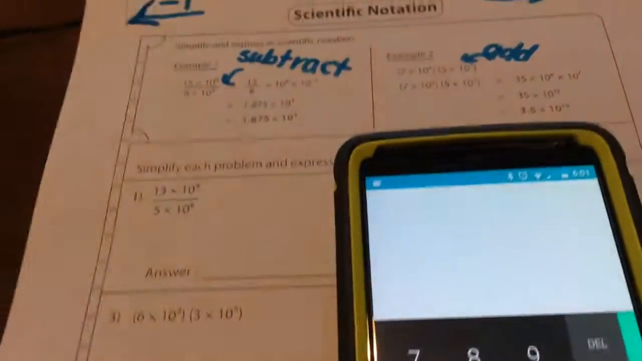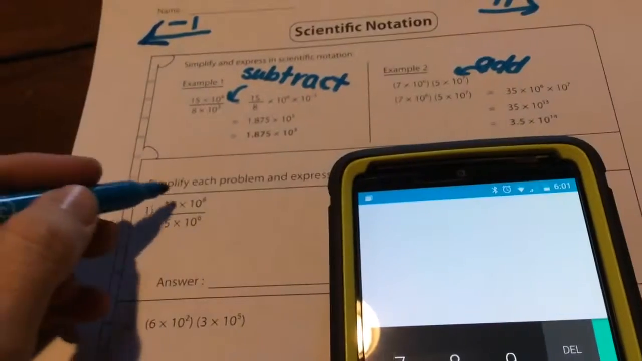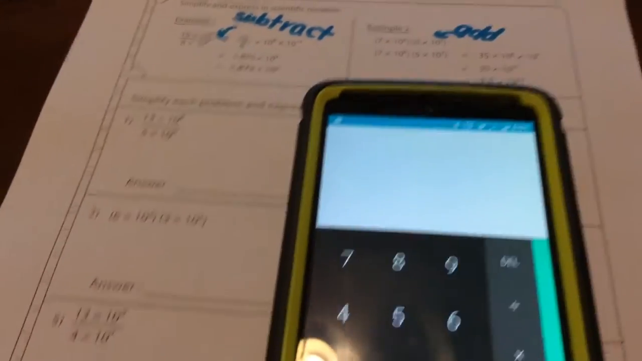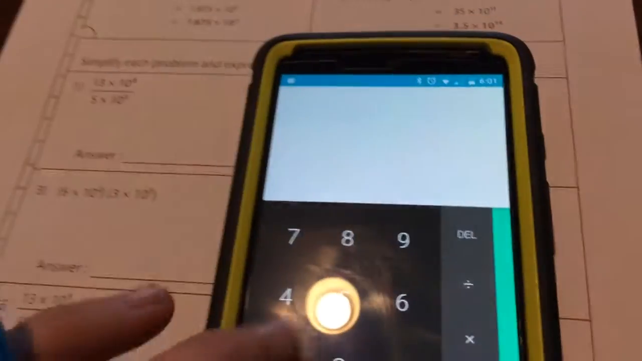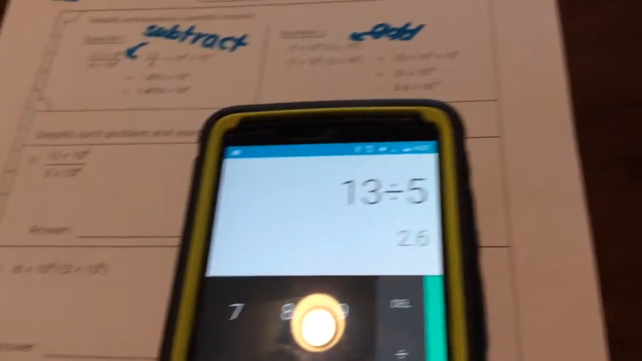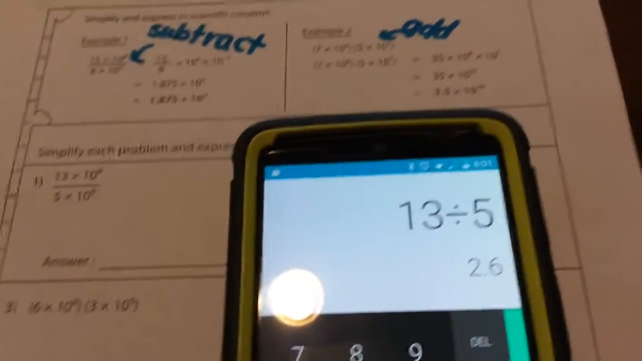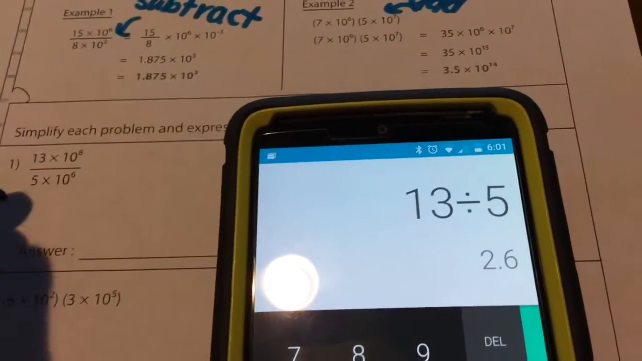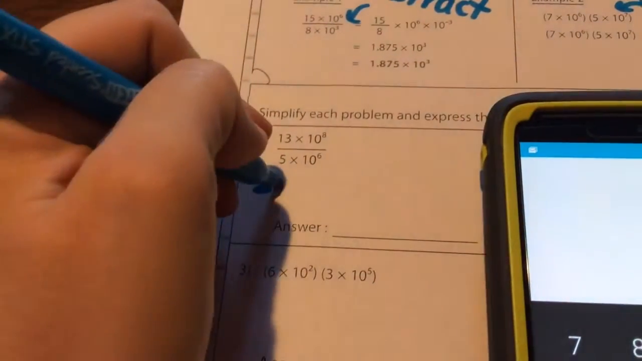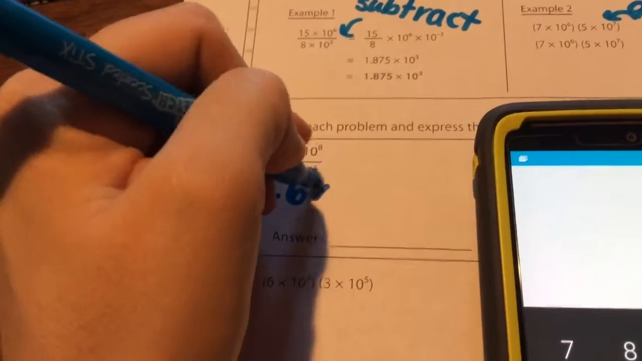So in our first problem, I do allow my students to use calculators. So in the first problem, all we're going to do first is divide these numbers. So I'm going to divide 13 divided by 5. And what I get is 2.6. So I'm going to write down my 2.6. Bring down my times 10.